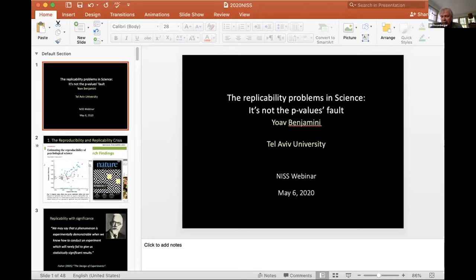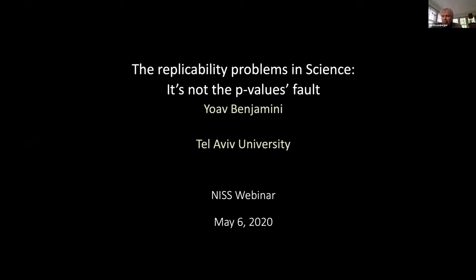methodology. His research topics are selective and simultaneous inference, replicability and reproducibility in science, and data mining with applications in biostatistics, bioinformatics, animal behavior, brain imaging, and health informatics. He received the Israel Prize for Research in Statistics and Economics, is a member of the Israel Academy of Sciences and Humanities, and has been elected to receive the Karl Pearson Prize of ISI this summer. Yoav, the floor is yours.